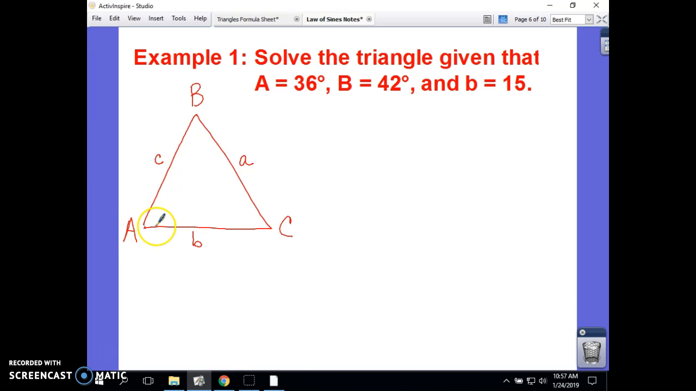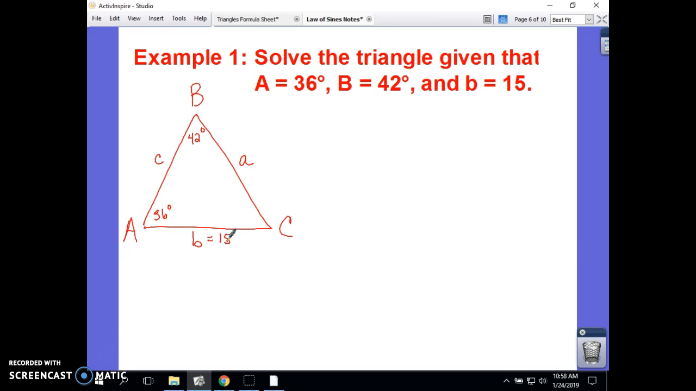Now your A doesn't necessarily have to go down here. You could put your A over here, okay? Or anywhere for that matter. Just make sure that your little side is across from the big angle, okay? Then we're going to label the parts. So angle A is 36 degrees, angle B is 42 degrees, okay? And little b is 15.